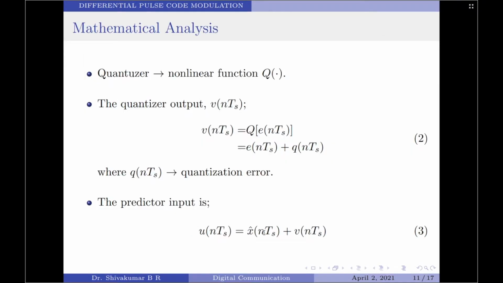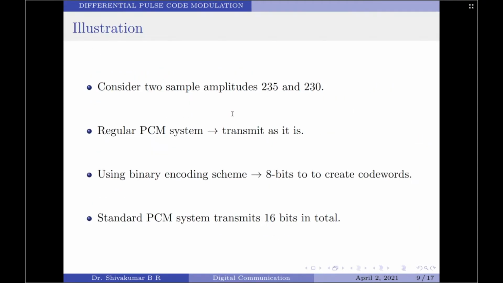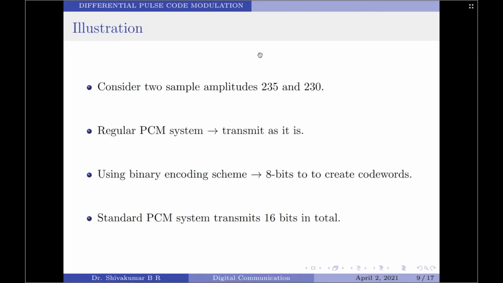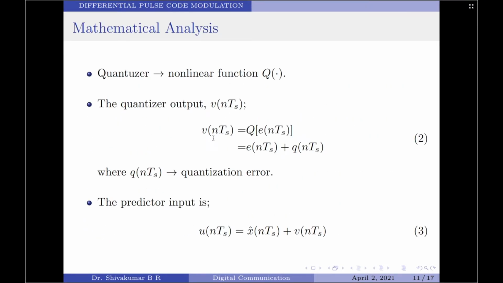Let us now move on to the mathematical analysis of the DPCM system. Let the quantizer be characterized as a nonlinear function Q. The quantizer output is represented as v of nTs. Let us go back and see in the diagram here. The quantizer output is represented as v of nTs, and this equals the quantization function applied on e of nTs. So, I can relate these two as v of nTs, the quantizer output, equals the quantization function applied on the quantizer input, which is e of nTs.